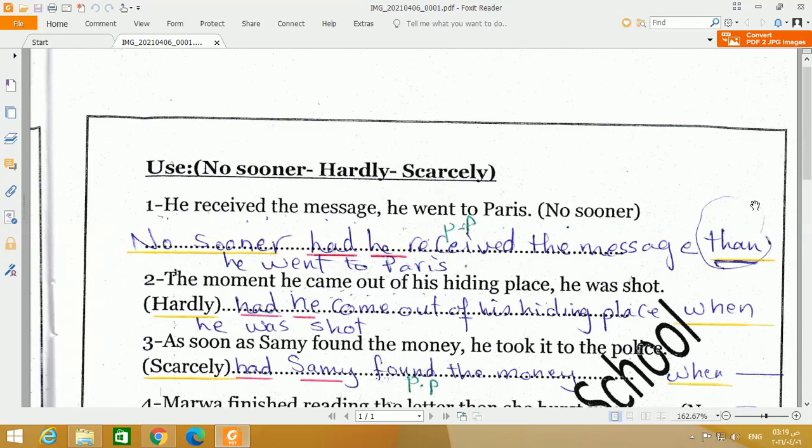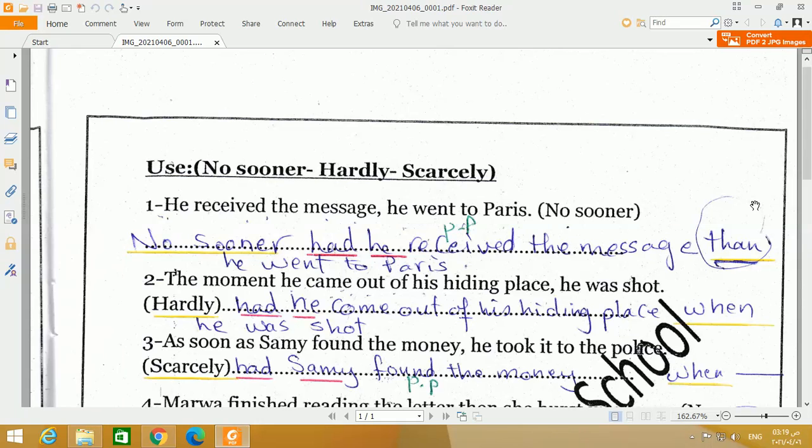Had he. Starting with had he, that's what we call inversion. Okay, inversion. No sooner had he. We invert, we switch. Had first, then subject, then past participle, received the message, then he went to Paris. After then, a sentence in past simple.